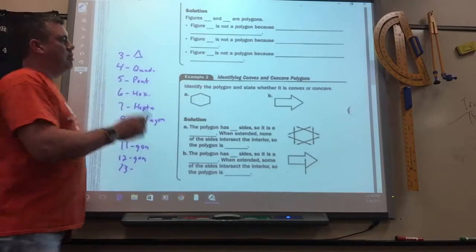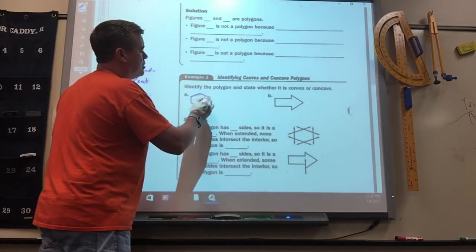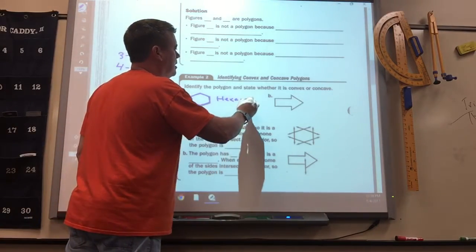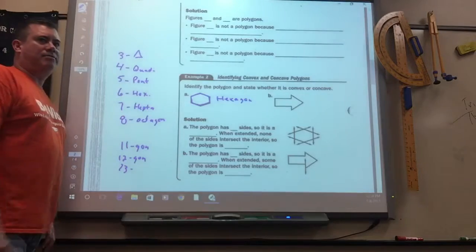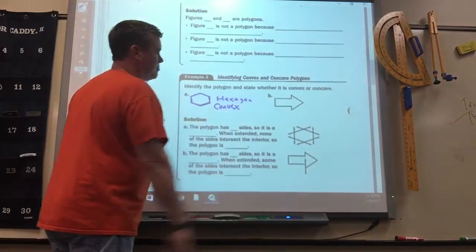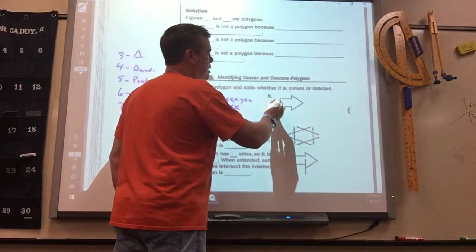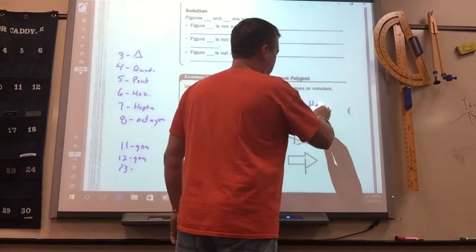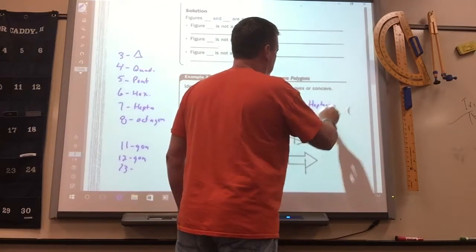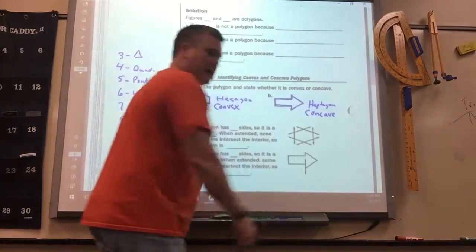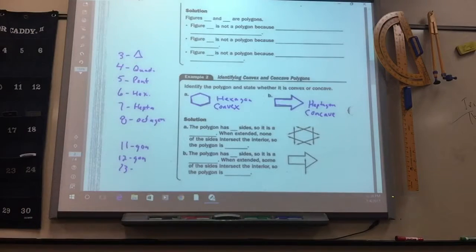So this one is a 1, 2, 3, 4, 5, 6. So it's a hexagon. Is it convex or concave? Convex. Nothing's caved in. This one is a 1, 2, 3, 4, 5, 6, 7. Heptagon. It's caved in, so it's concave. 7 is a heptagon.